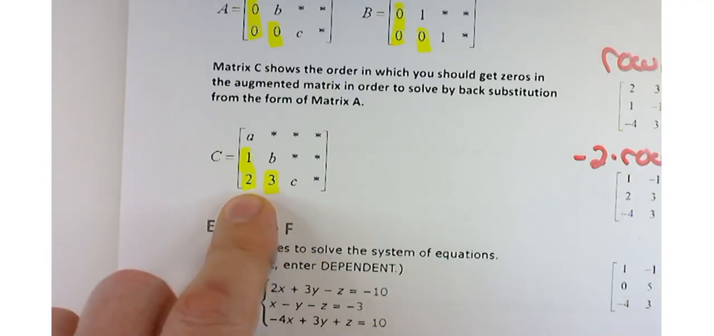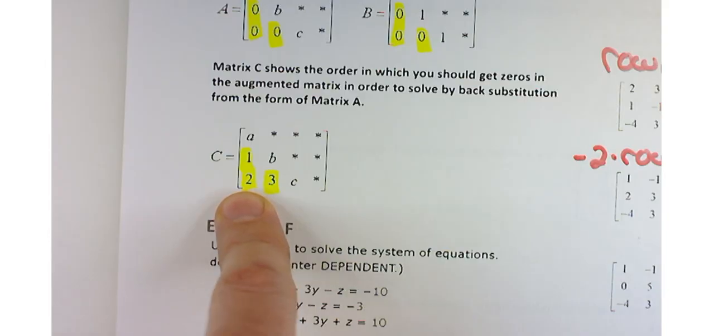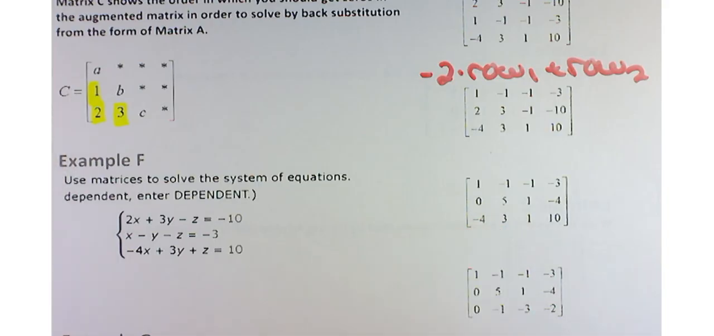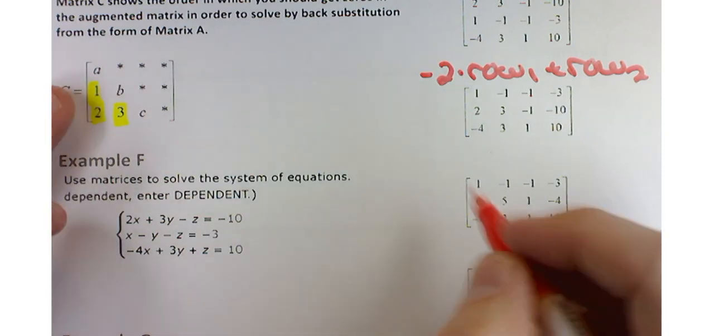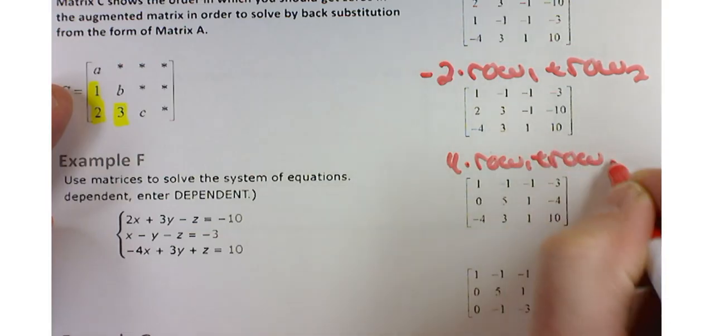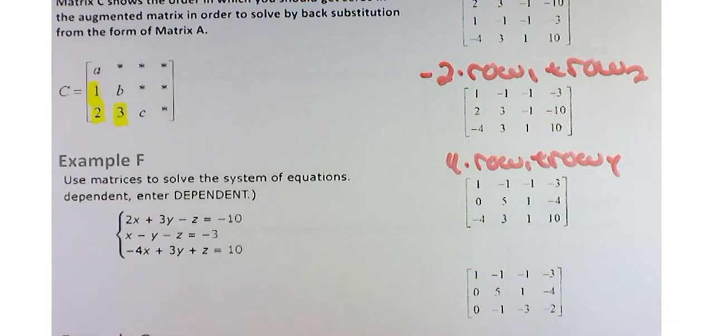Looking at this, I want to get a 0 below that one next. So how am I going to make this number in the third row a 0? What do I have to do now? Times row 1 by 4. Well done. 4 times row 1 added to row 3. All right, let's do it.